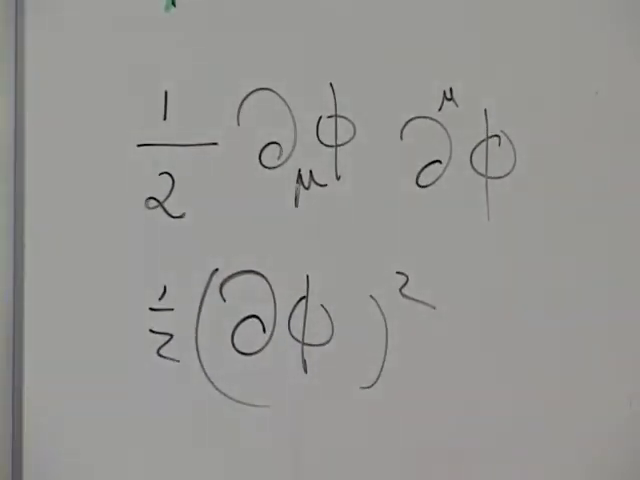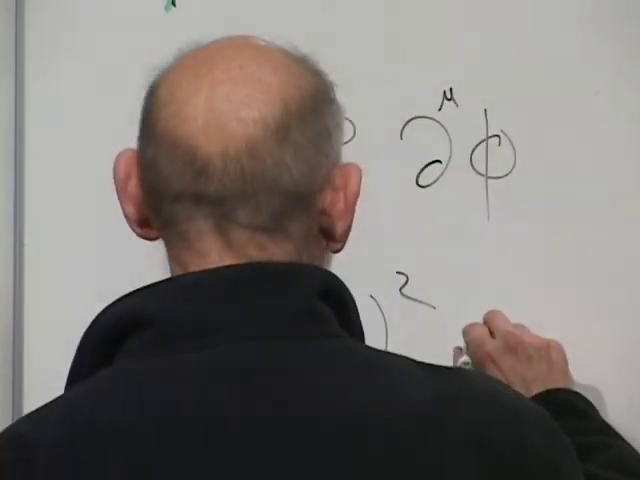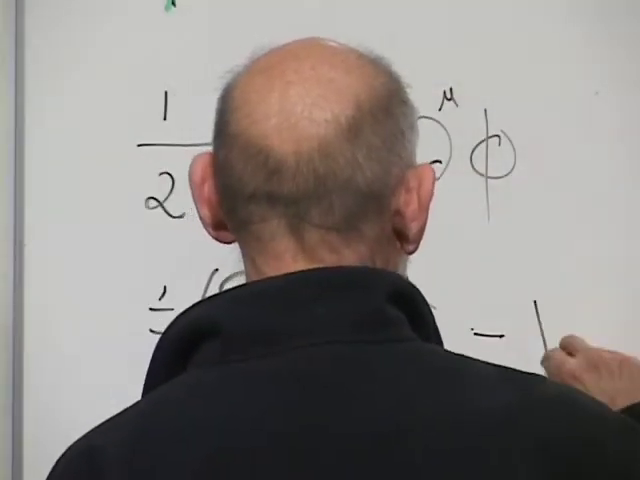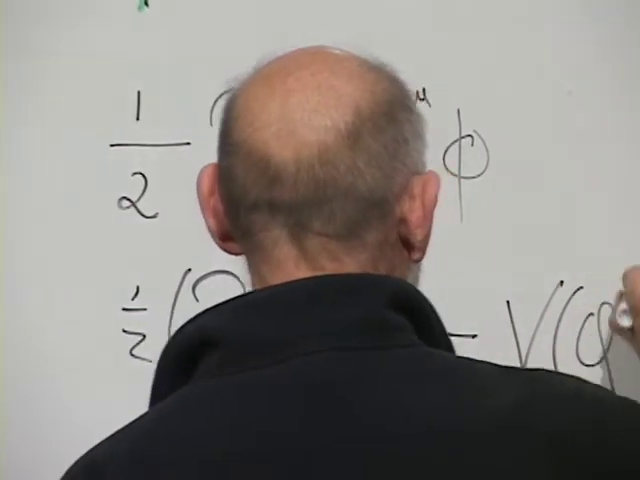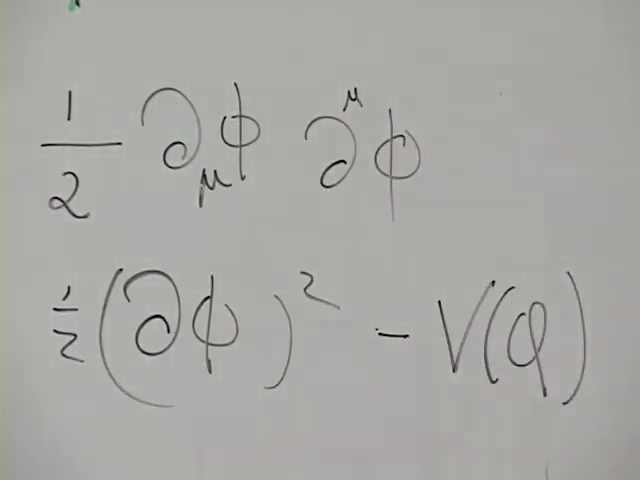And then you can add another term, which is a potential energy: minus v of phi, minus a potential which depends on phi. It doesn't depend on the gradients of phi, either time derivatives or space derivatives. It just depends on phi itself. And imagine that v of phi looks something like this.